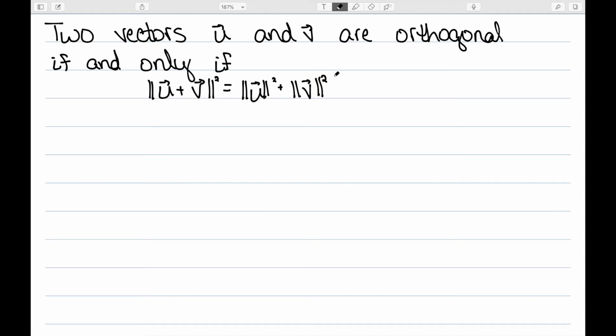I now want to prove the Pythagorean theorem for vectors. Two vectors u and v are orthogonal if and only if the length of u plus v squared is equal to the length of u squared plus the length of v squared. In order to prove this, I'm going to start with the left-hand side, the length of u plus v squared. By definition, this is u plus v dot u plus v.